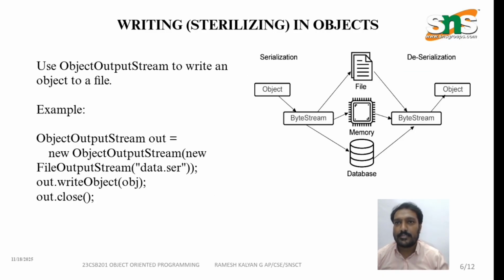Next, writing a serializable object. Previously we saw the reading process; this is the writing process. To write an object to a file, we use ObjectOutputStream. For example, ObjectOutputStream out, where we create a new object of new FileOutputStream of data.ser. Then out.writeObject(obj) and out.close(). This small diagram explains serialization and deserialization, converting from an object to a byte stream and from a byte stream back to an object.